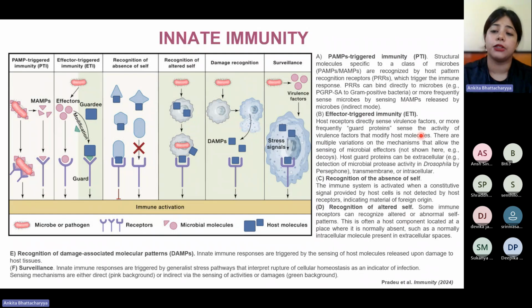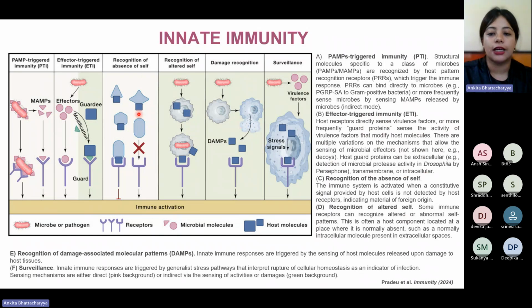Host receptors are capable of sensing these virulence factors, or more frequently they are called guard proteins, that can sense that there is a virulence factor which is modifying something within the host. So this allows these host guard proteins to identify, recognize, and trigger an immune response against the same. Host guard proteins can either be extracellular, transmembrane, or intracellular, depending upon how they are functioning.